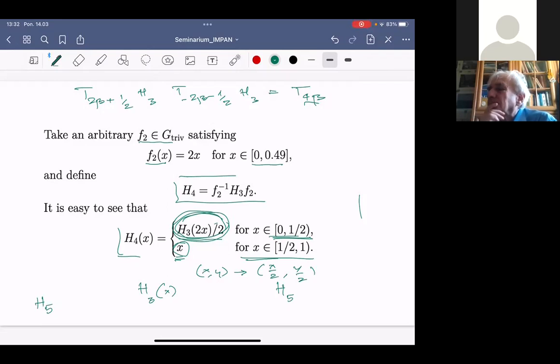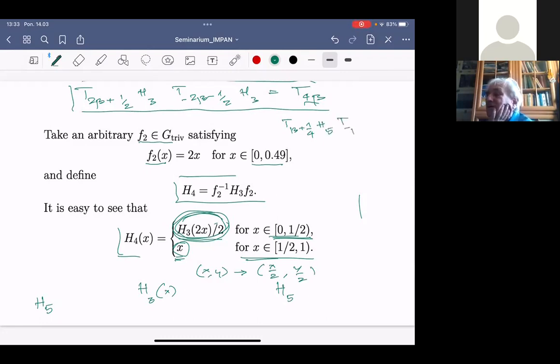So this identity, we can rewrite in these new coordinates, in the coordinates x/2, y/2. And how will this equation look in these new coordinates? It will be T beta plus 1/4. This function H3, but in these new coordinates is just H5. This is minus beta, and this is H5. But fortunately, this is 2 beta.